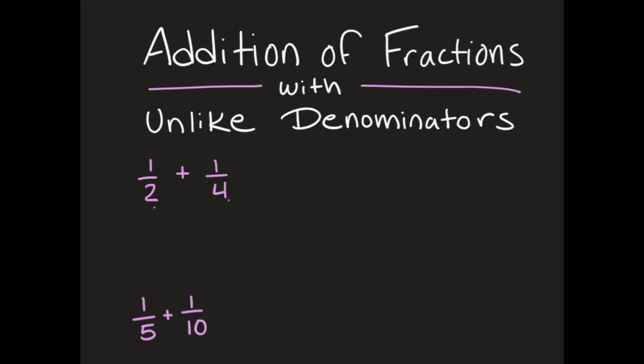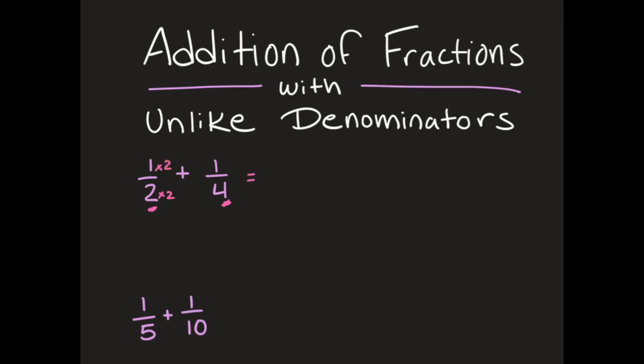So when we look at this first one, I have 1/2 plus 1/4. I'm going to ask myself a series of questions. The first question is, can I turn the smaller number into the bigger number by multiplying? What I mean by that is, can I take that 2 and turn it into a 4 by multiplying? And that answer is yes. So I'm going to multiply the bottom by 2. Whatever I do to the bottom, I must do to the top.